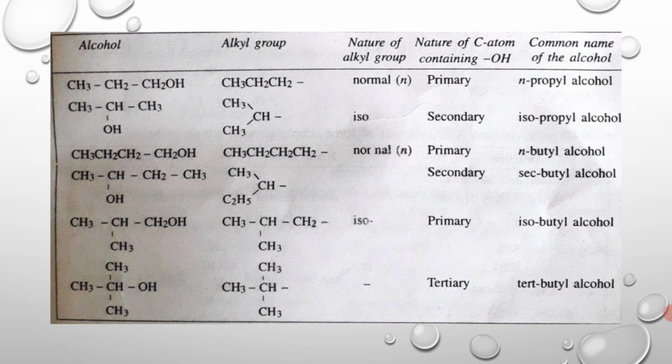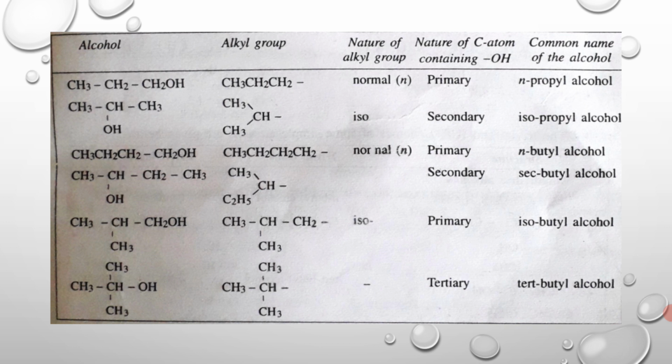Here in this table, we have the names of the different alcohols with the nature of their alkyl group and the carbon atom containing the hydroxyl group. Number 1 is CH3CH2CH2OH. It is in linear form, so the nature of the alkyl group is normal. The alkyl group is what remains if we remove the OH group.